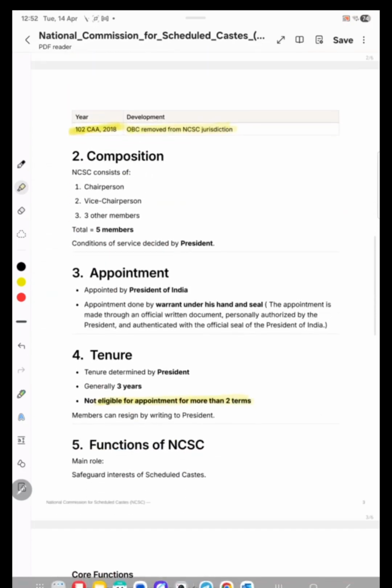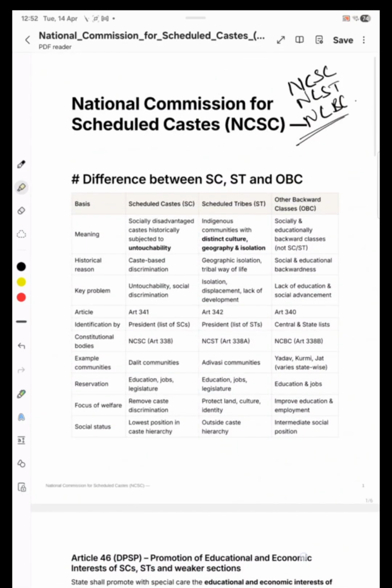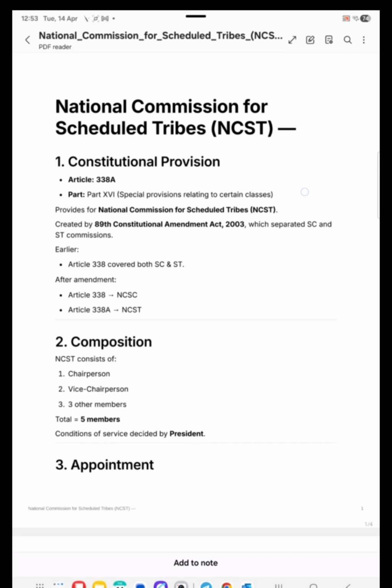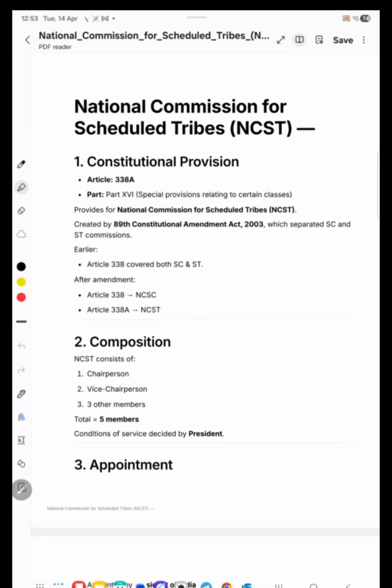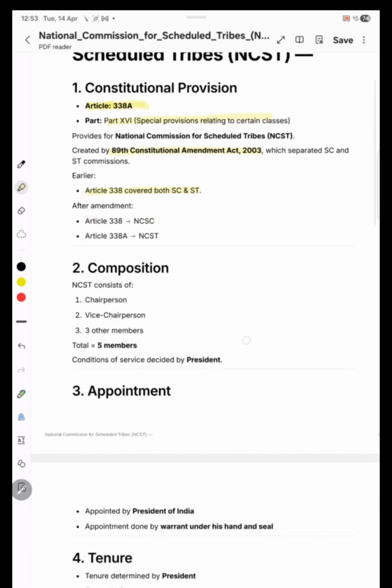Okay, now let's see the National Commission for Scheduled Tribe. Okay, National Commission for Scheduled Tribe. The article is Article 338A, Part 16 of the Constitution. Okay, this was created by the 89th Constitution Amendment Act 2003. Okay, so earlier Article 338 covered both, right? So after this amendment, we had two bodies, we had seen this.